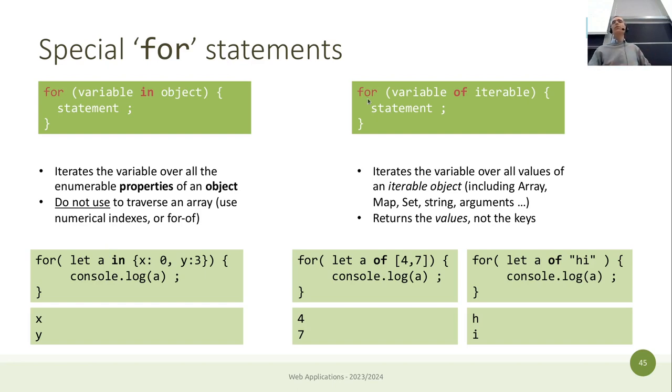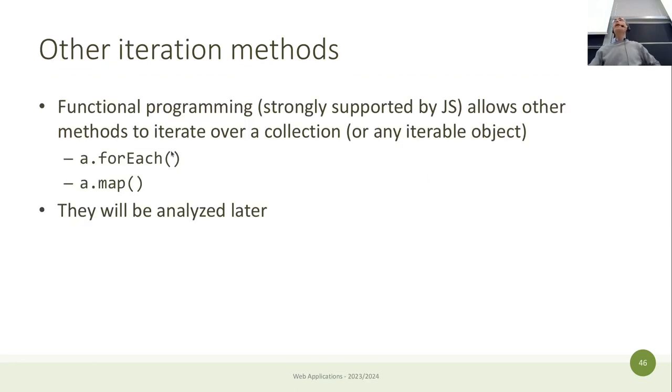remember that if you want to write a for, you write for of. Always for of. If you don't want to use this index variable, which is always possible, of course. There are other iteration methods that we'll see later in the course. Maybe already tomorrow. Okay? But they come from a different paradigm of programming, so we'll see them later.